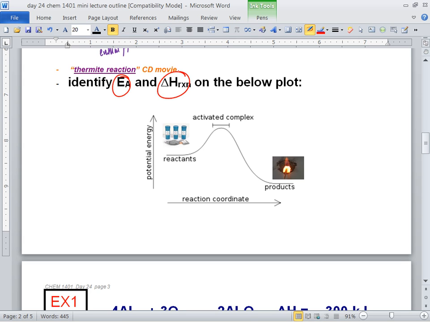Okay, so before we go to the boards and try to work out some problems together, let's just wrap this one up. Kendall, how did you draw your energy of activation? I did like the top of the hump. Okay. Down to like where it says reactants. Exactly, very good. That would be your energy of activation, the hump you got to get over.